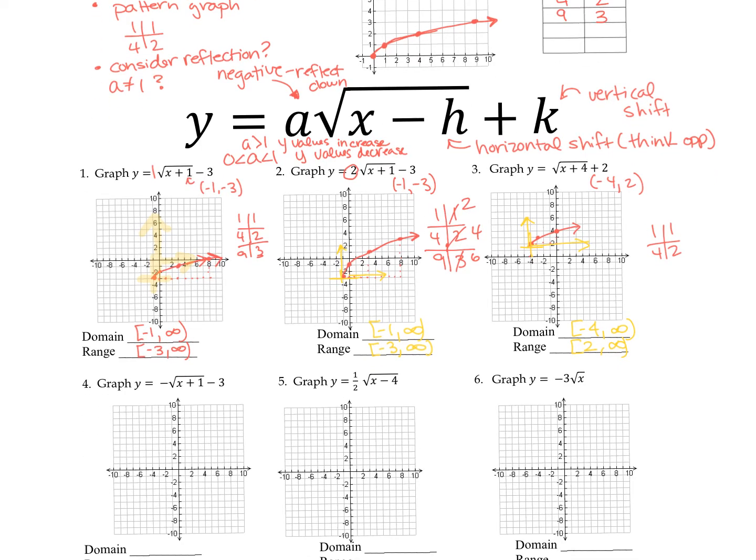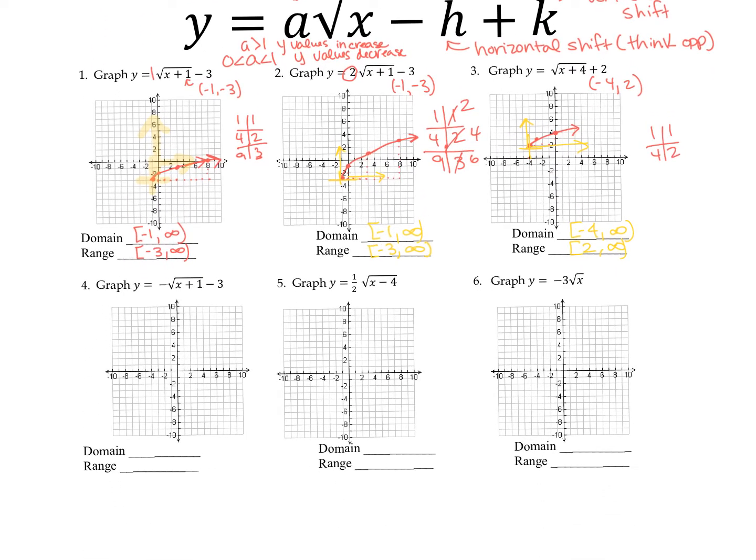So I noticed that number 4 has a negative. So this problem I'm going to deal with having a reflection. So first of all, let's find my starting point. I'm going to go to the left 1 and down 3 for my starting point. My vertical shift is down 3 and my horizontal shift is over 1.